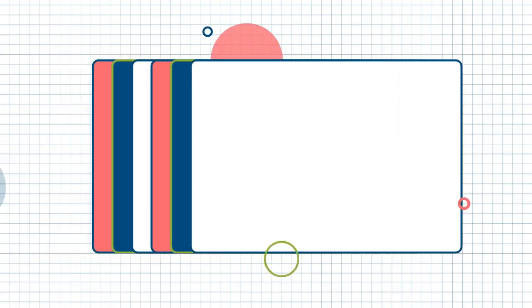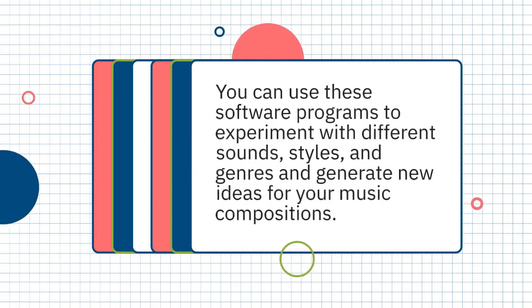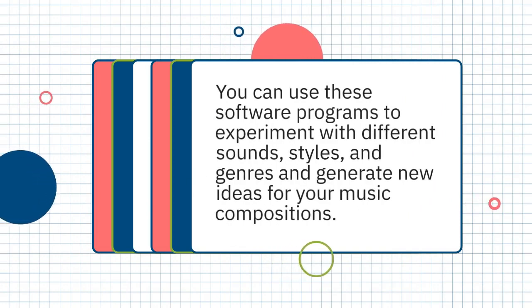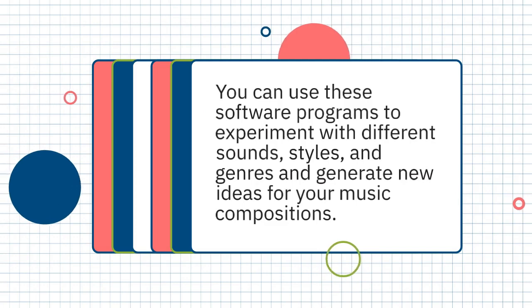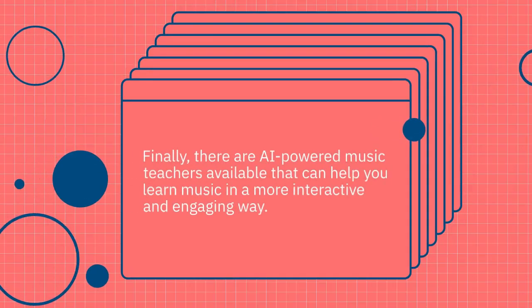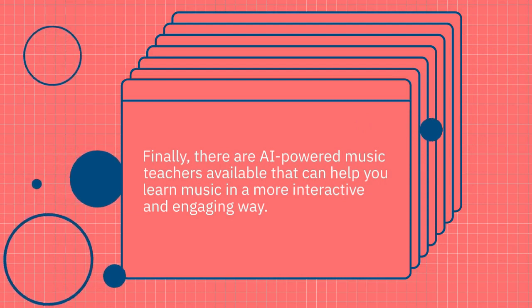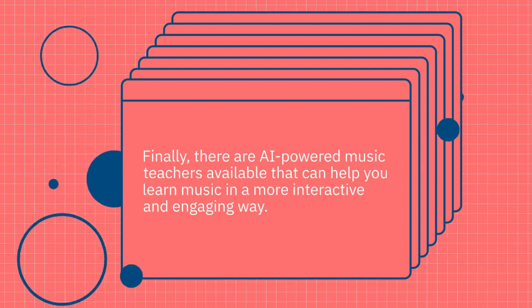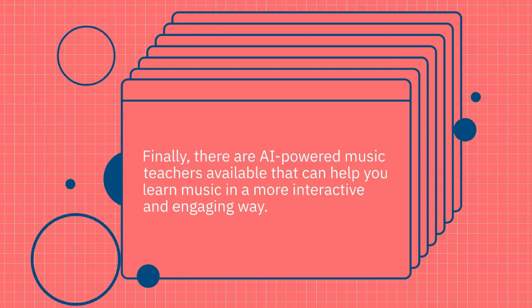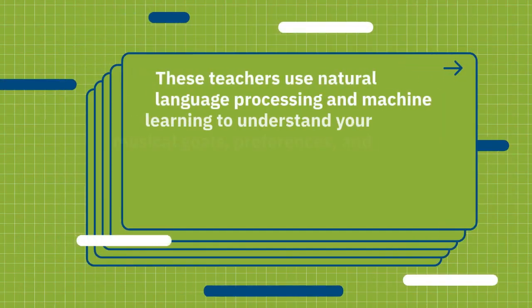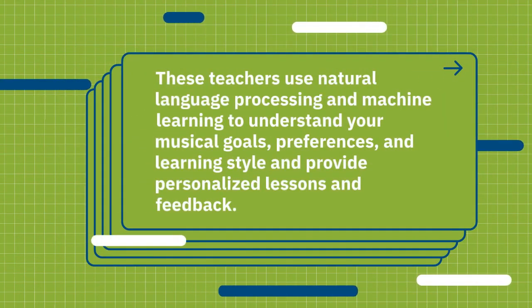Another way to use AI in music is through music composition software. These software programs use AI to generate original melodies, harmonies, and rhythms based on your inputs. You can use these software programs to experiment with different sounds, styles, and genres and generate new ideas for your music compositions.